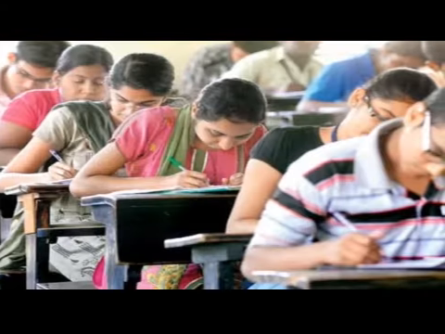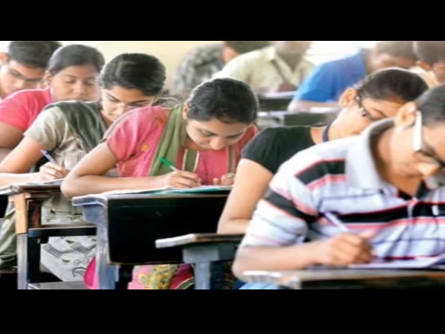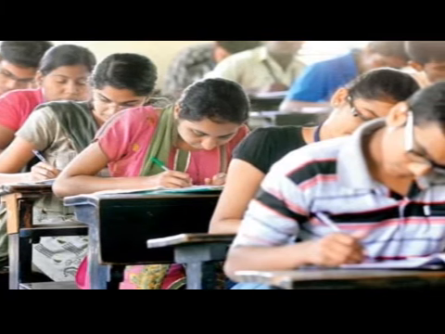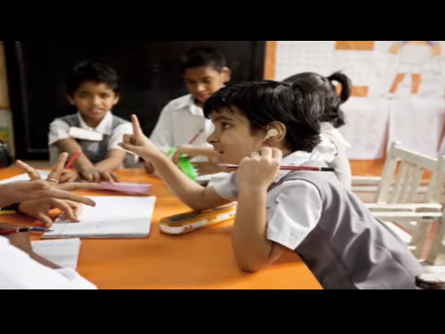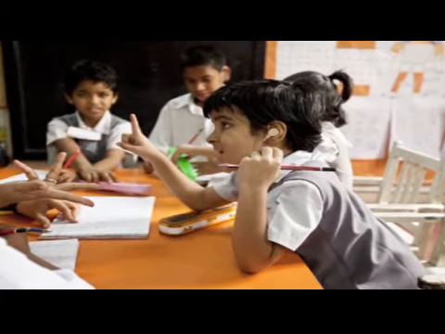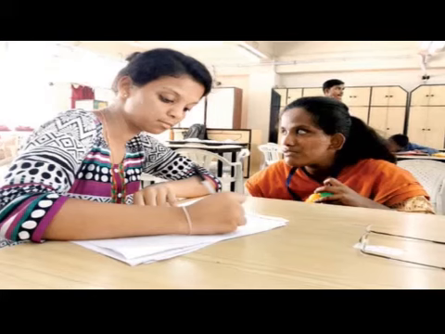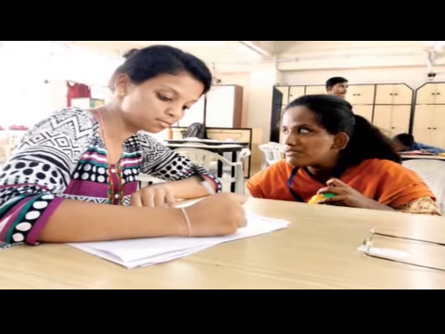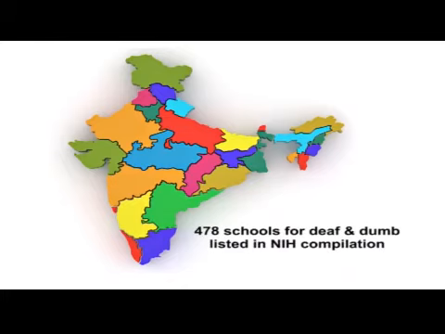What may be of interest to you is that most of the state and central boards of secondary education have exempted deaf and dumb children from the three language formula and allowed extra time and a writer to the blind. There are 478 schools for deaf and dumb listed in the NIH compilation, 139 in Maharashtra alone. States like Bihar and Uttar Pradesh have 19 and 32 respectively. Many states have very small numbers or no such schools.